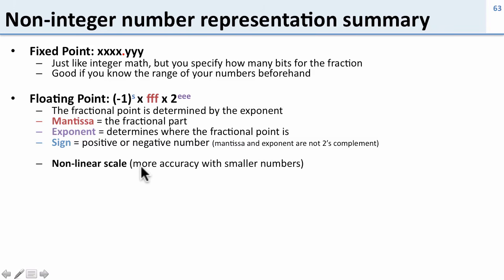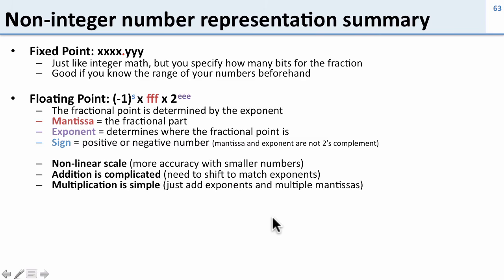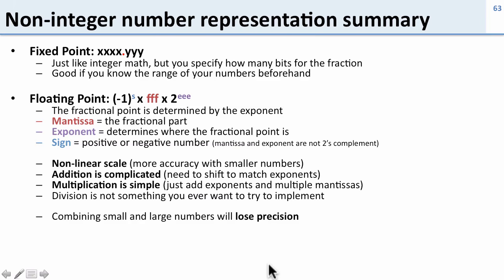So we have this nonlinear scale. That is, we can have small numbers and big numbers, but we can't have both. We saw that addition is complicated, how we have to shift the exponents to match before we add them. Multiplication is reasonably simple. Division is horrible, and even on computers today, division will take 7 or 10 times longer to do than multiplication or addition because it's so much more complicated. And we saw that if you combine large and small numbers, you're going to lose precision.